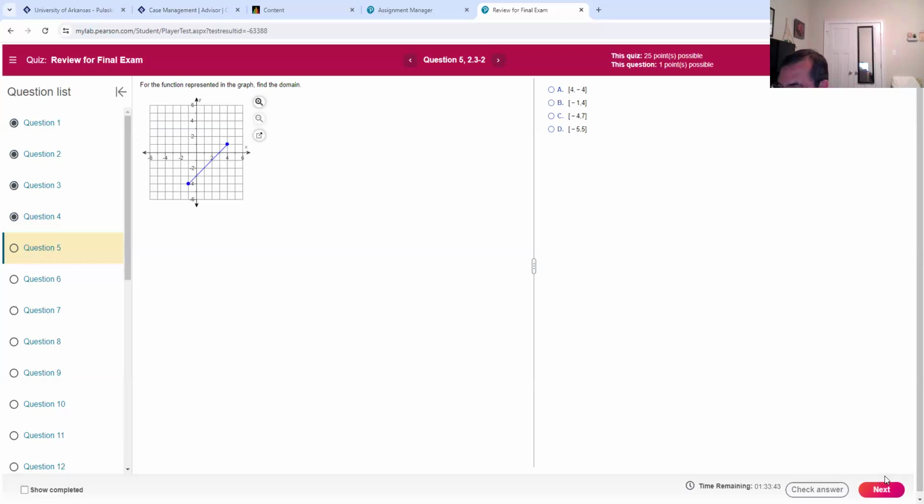All right, y'all, so that was the first 4. So look at this one. For the function represented in this graph, they want us to find the domain. So I'll make that bigger, and y'all look at your 4 choices, A, B, C, and D over here.